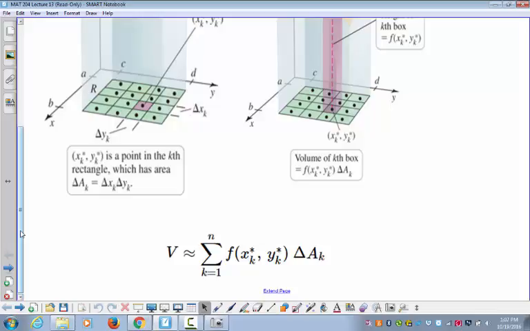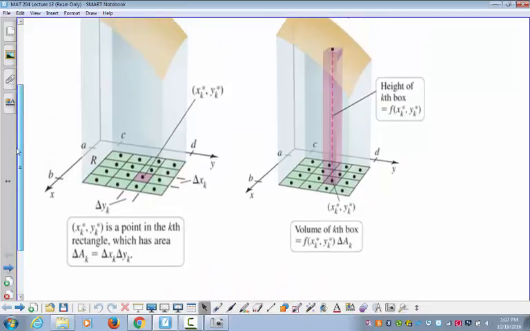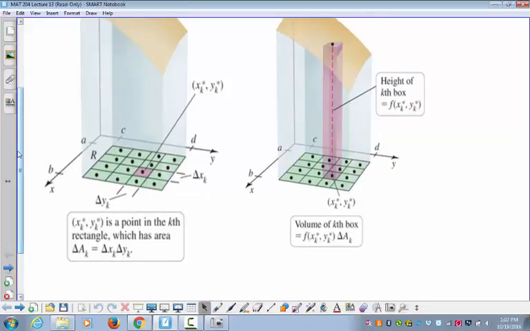Now, the volume of that parallelepiped, or they're calling it a box. In old math books, you would never see the word box. It could be called the parallelepiped. So, the volume of that box, of course, is the area of the base times the height. And the height is the function value at the star point.